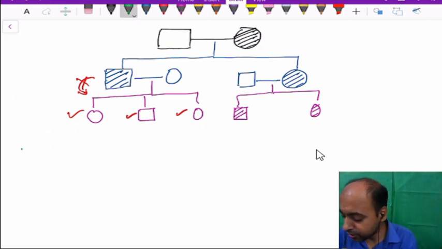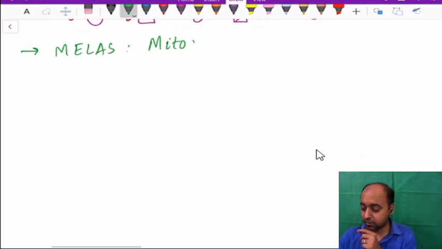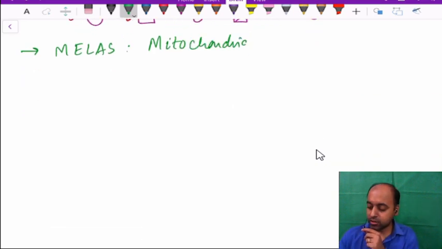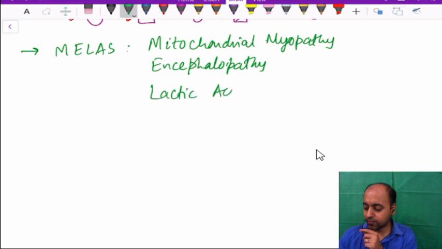Some examples of mitochondrial DNA disorders. The most common among the mitochondrial DNA disorders is the MELAS. The full name is mitochondrial myopathy, encephalopathy, lactic acidosis, and stroke-like symptoms.